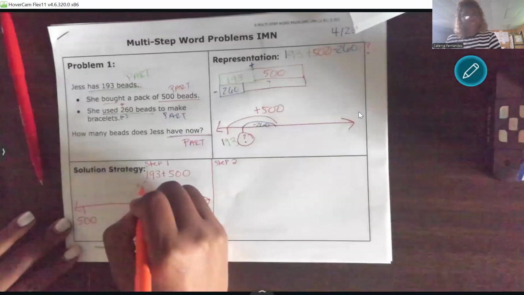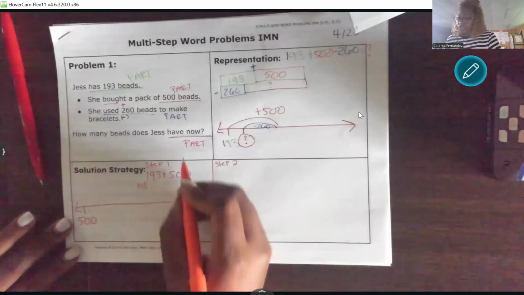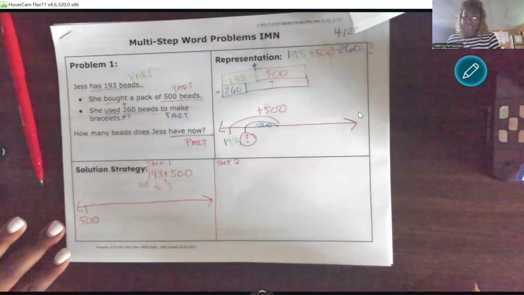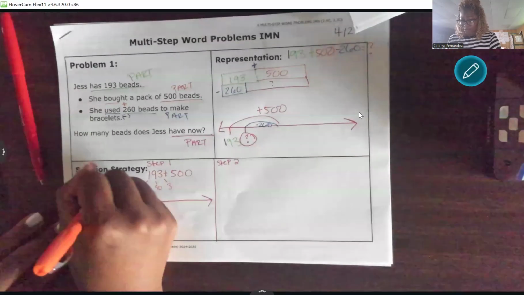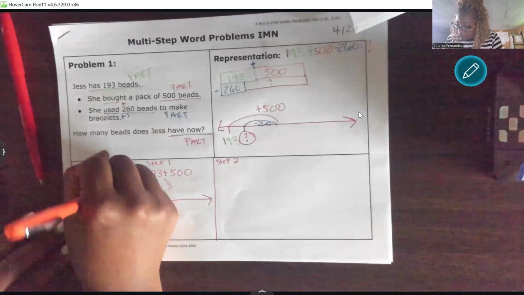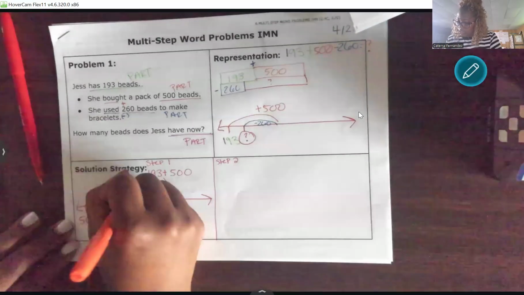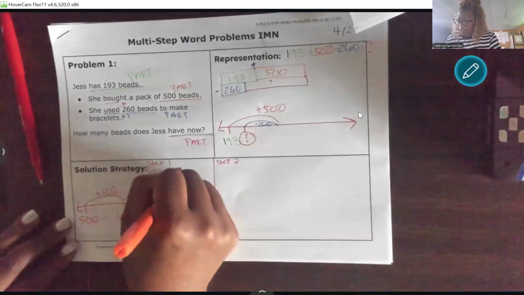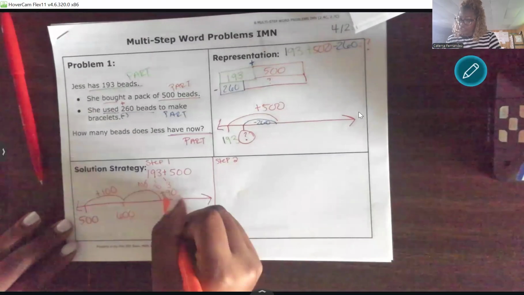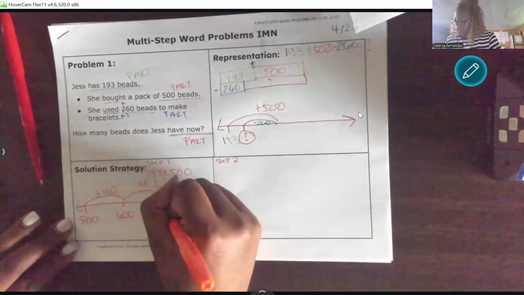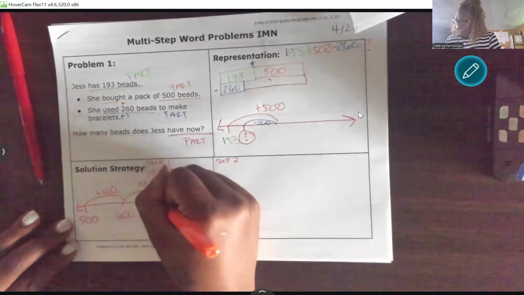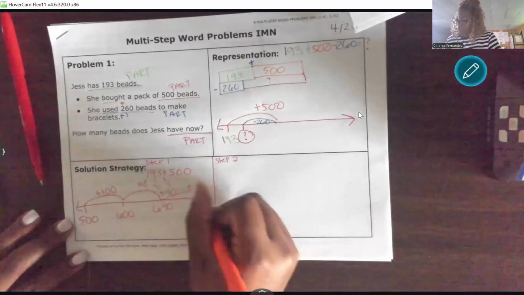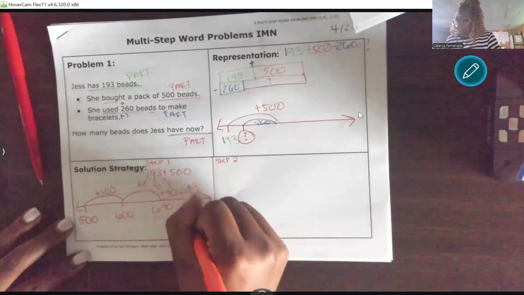I tell them break it down kind of in expanded form: 100, 90, and 3. They're going to start with 100. So we are going to hop plus 100. 500 plus 100 is going to give them 600. Then they must hop again plus 90. 600 plus 90 is going to give them 690. Then they must hop again plus 3. 690 plus 3 is going to give them 693, and I have them circle it.